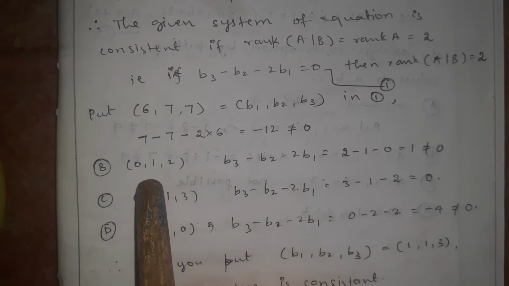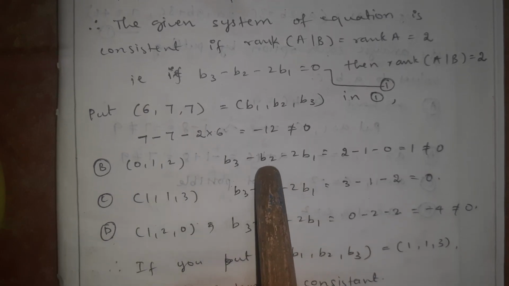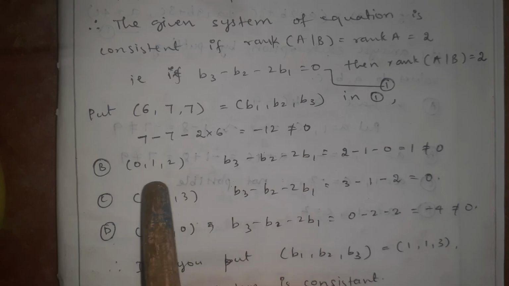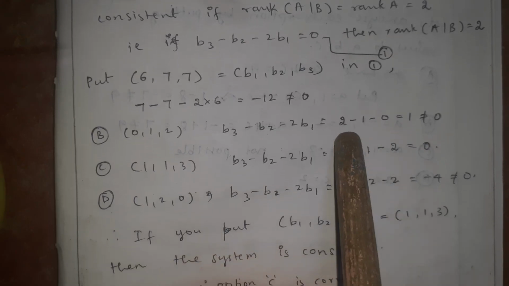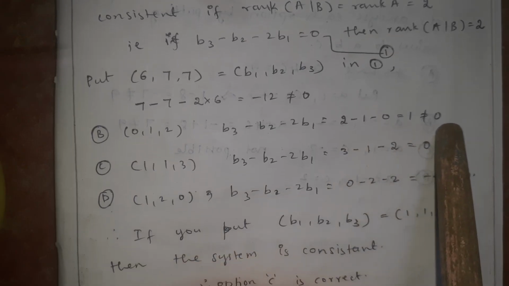Next, let us check option B: 0, 1, 2. If you put B3 minus B2 minus 2B1, wherever B3 put 2, wherever B2 put 1, wherever B1 put 0. So after evaluating, you will get 2 minus 1 minus 0, 1. That is equal to 0.